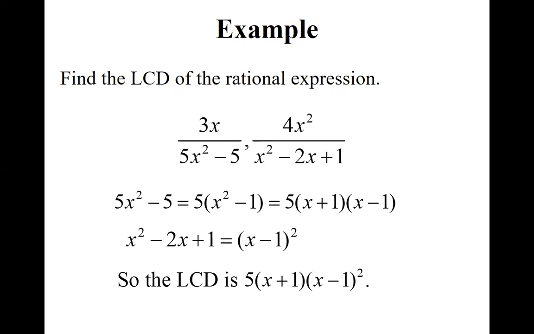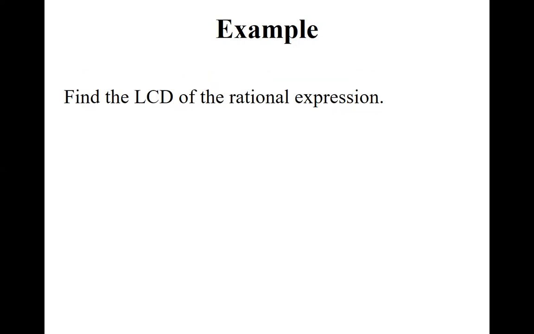Are we having fun yet? We're doing it again. This time we have 1 over x minus 3 and 2 over 3 minus x. Remember, these aren't the same. They're opposites. But if we multiply one of them by negative 1, we can get them to look the same. However, we don't want to change the value.